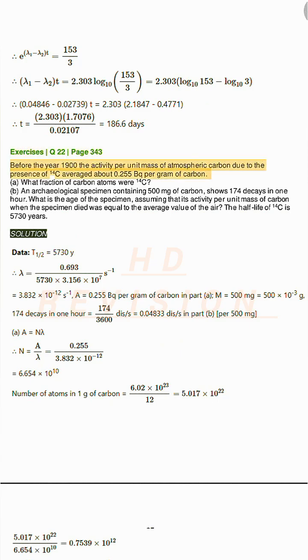Exercises Q22, page 343. Before the year 1900, the activity per unit mass of atmospheric carbon due to the presence of 14C averaged about 0.255 becquerel per gram of carbon. A. What fraction of carbon atoms were 14C? B. An archaeological specimen containing 500 milligrams of carbon shows 174 decays in 1 hour. What is the age of the specimen, assuming that its activity per unit mass of carbon when the specimen died was equal to the average value of the air? The half-life of 14C is 5,730 years.